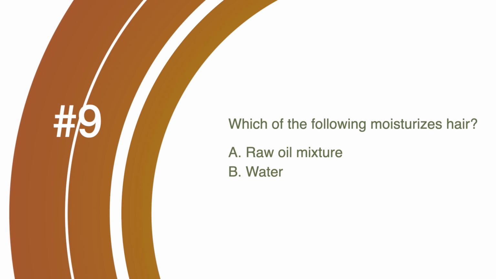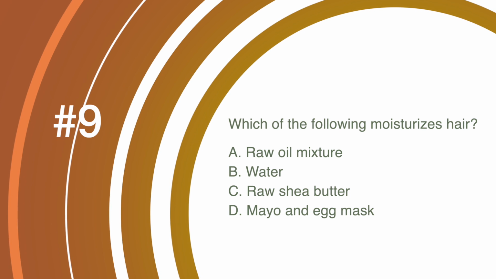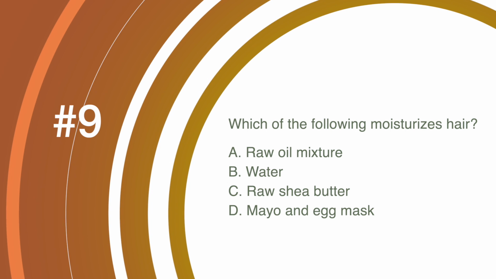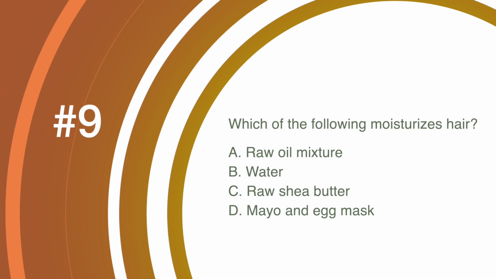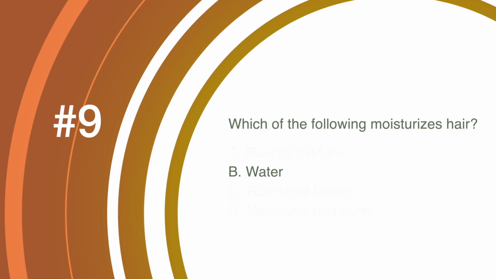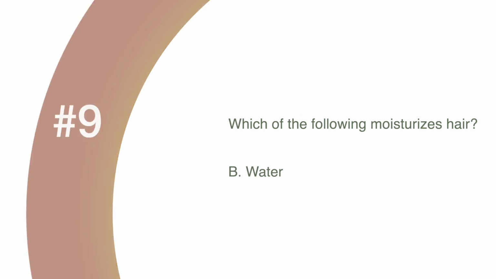Which of the following moisturizes hair? A, raw oil mixture, B, water, C, raw shea butter, D, mayo and egg mask. The answer is B, water. If there's no water in it, it cannot moisturize. Also, hair cannot process or effectively use raw ingredients and substances because of their larger molecular structures and because your hair doesn't function like your stomach.